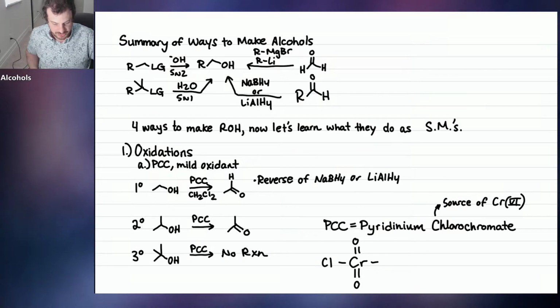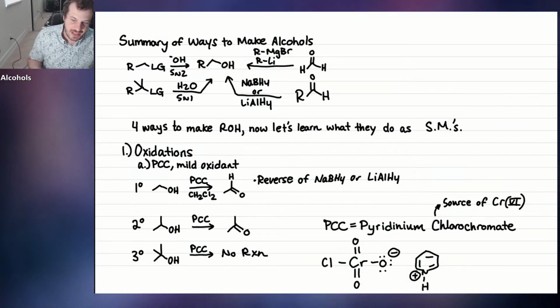The structure looks like this. It's chromium with 3 oxygens attached, 2 CrO double bonds and a negatively charged oxygen, and then a chlorine also attached to the chromium. And then the counter ion, the spectator ion, is kind of funny. It's a pyridinium. So it's kind of like an ammonium counter ion. And that's the structure of pyridinium chlorochromate. I'll never ask you that. This is just for your curiosity, for my advanced curious students, which I know you all are. Okie dokie, but you do need to know what it does to primary, secondary, and tertiary alcohols.